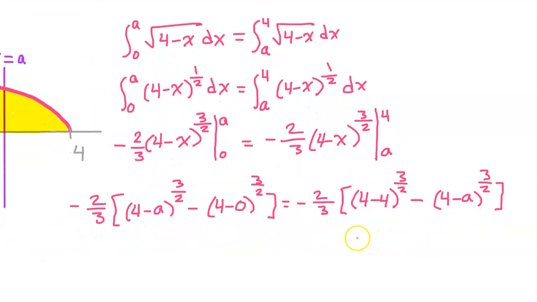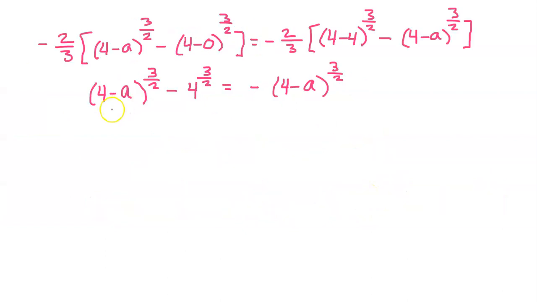I'm noticing that we have negative 2/3 on both sides of the equation. So if I divide both sides by negative 2/3, that is going to be gone. Also, I'm noticing that we have 4 minus 4, which is 0, to the 3/2 power. So on the next step, this will also be gone. So now we have this. Let's add 4 minus a to the 3/2 power to both sides of the equation. I'm noticing that we have another 4 minus a to the 3/2 power on the left. So if I add this to the left-hand side, I'm going to have 2 of these.